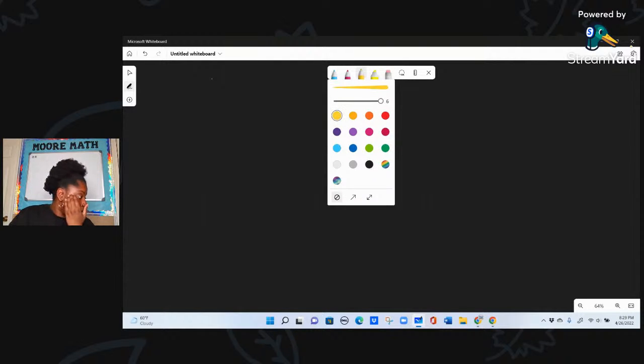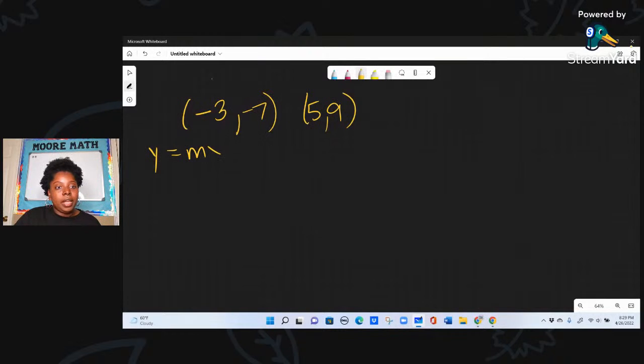All right. So the equation is -3, -7, and 5, 9. Again, when you're writing an equation, you need the slope, that m, and you need the y-intercept, b. When you have m, you replace m with that number, and when you have b, you replace b with that number. Okay, well, how do I get m? The first thing you need to do is get m, just like we just talked about.